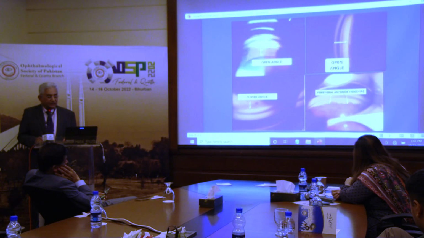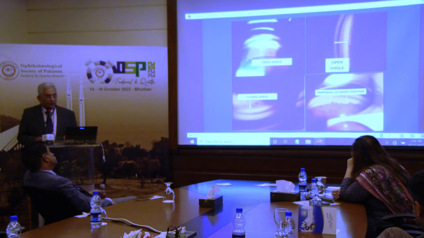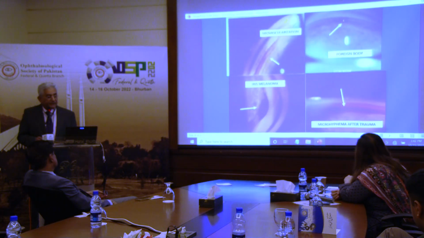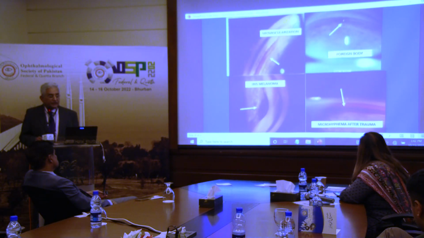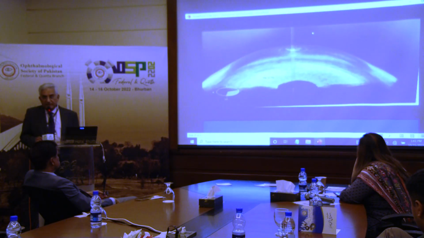These are the different gonioscopic pictures of angles. Closed angle in the bottom left, open angle at top, open angle in the right hand corner, and peripheral anterior synechiae. They are there, you can recognize them. You can see a foreign body there. You can see new vessels there, and you can see microhyphema after trauma if it's not seen in the anterior chamber. This is a very interesting video.